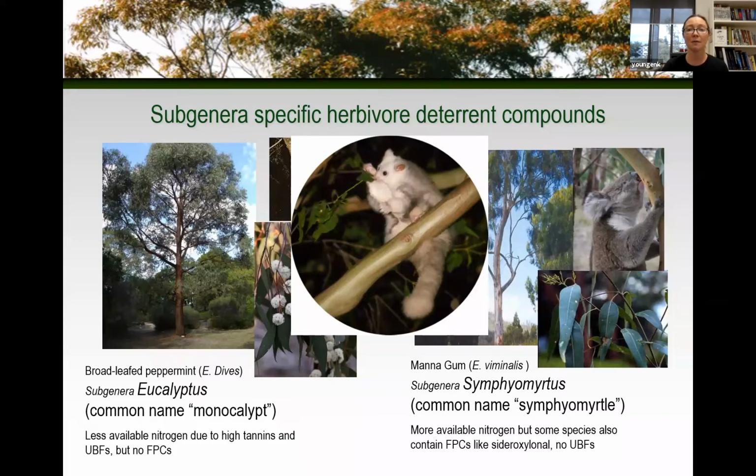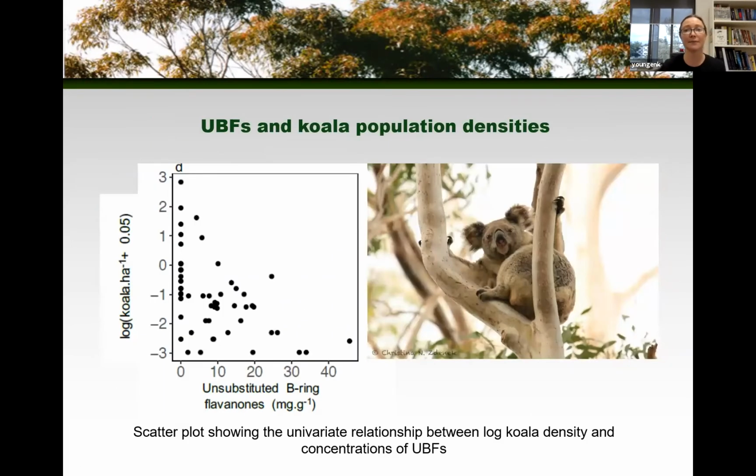With this knowledge, we went back and analyzed our leaf data set for UBFs and looked at the relationship to koala densities. It looked like this. This is the log transformed koala density per hectare on the left, and you can see it declines as the average concentration of UBFs in a landscape increases from 0 to 40 milligrams per gram dry matter. Karen also undertook some feeding studies with captive koalas, and they were deterred from browsing by concentrations of UBFs that were much lower than their tolerance of FPCs, the secondary compound that symphyomyrtus make.